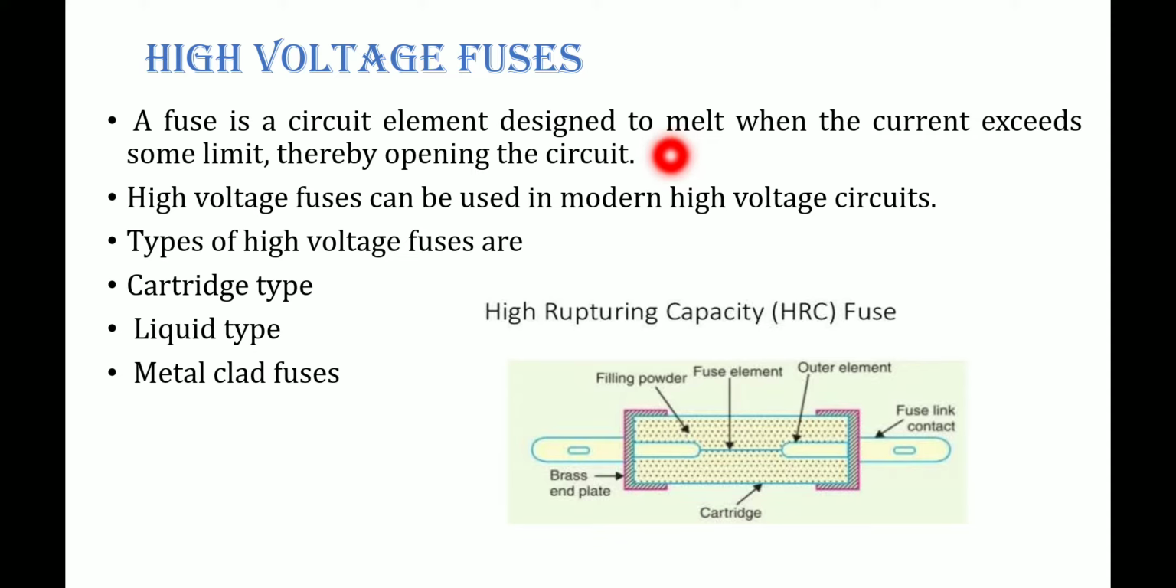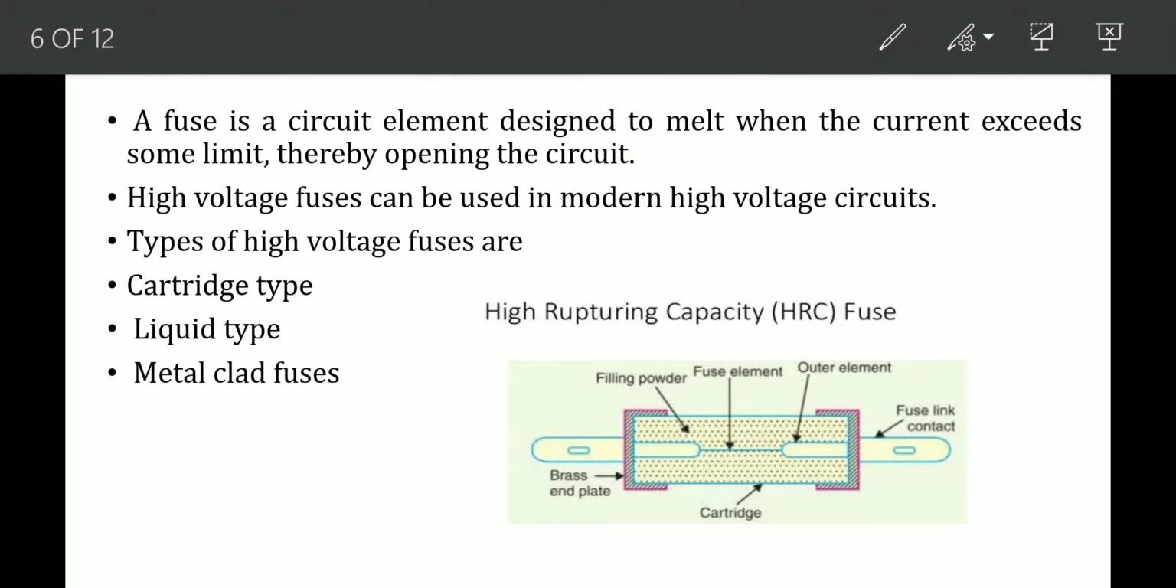Thereby it will save all the connected equipment in the circuit itself. That is the reason. Or else we can say that the fuse is nothing but an electrical safety device that operates to provide overcurrent protection of an electrical circuit. Getting my point? So in its essential component, it is a metal wire.